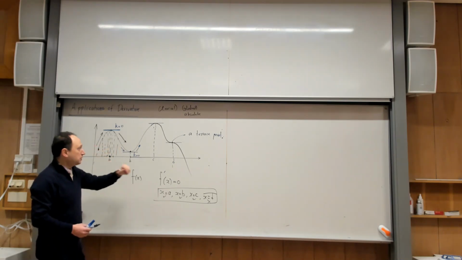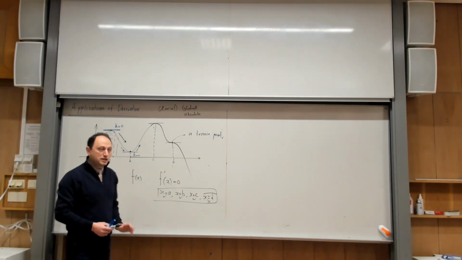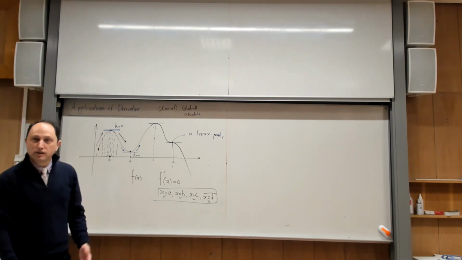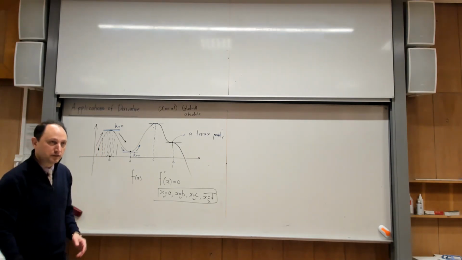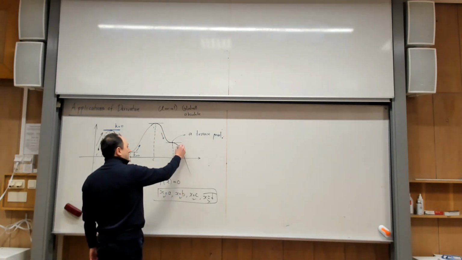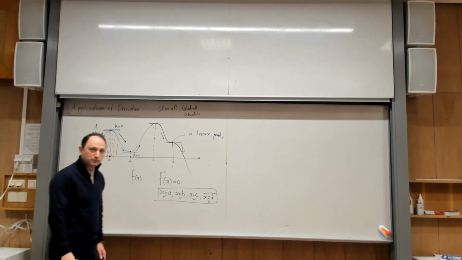Yes? But now, the terrace point. What is the property of the terrace point? The terrace point is actually behaving the same thing, before and after. So you see here, the function is going down. It doesn't care what's happening. It still goes down. Yes?